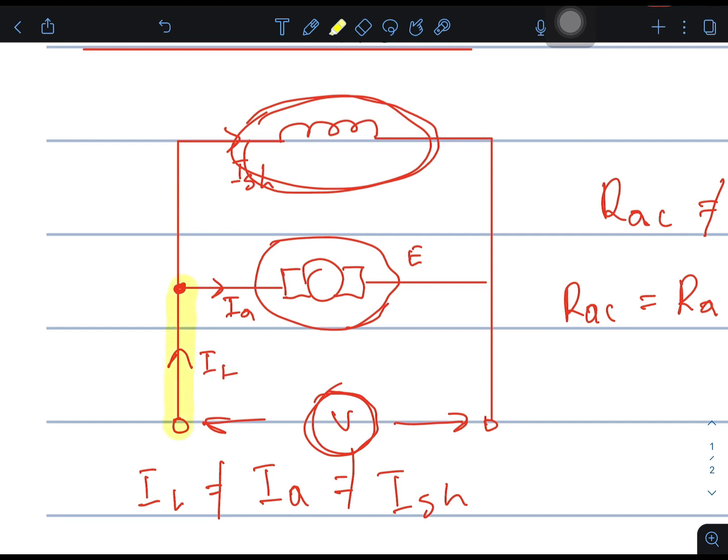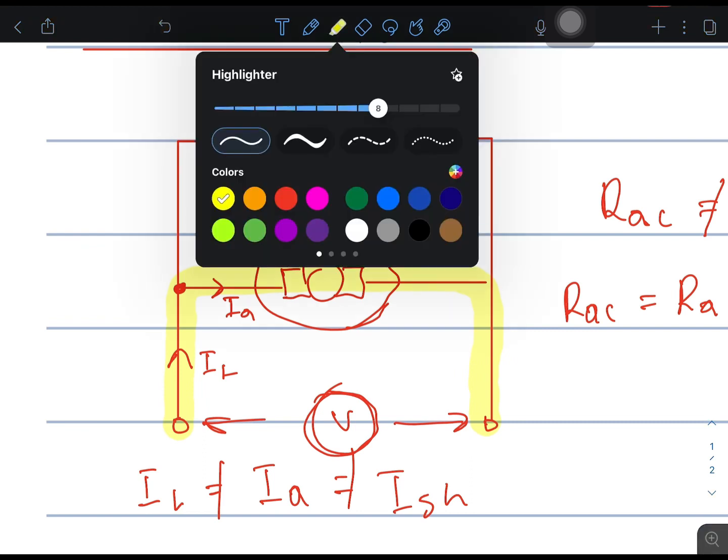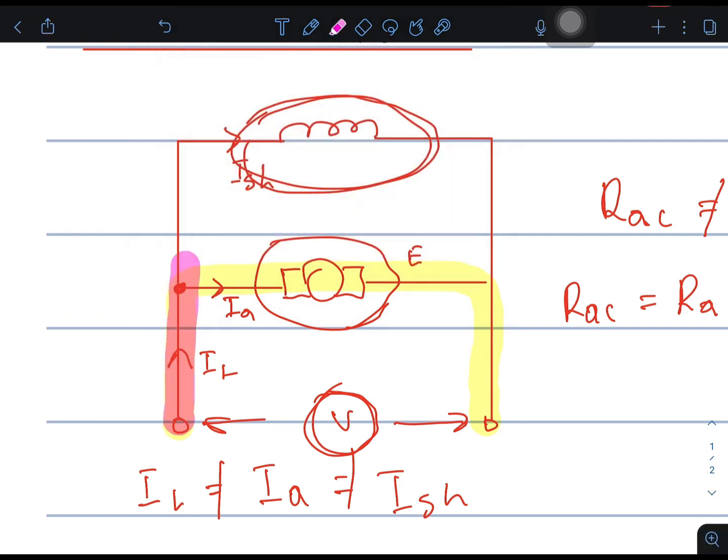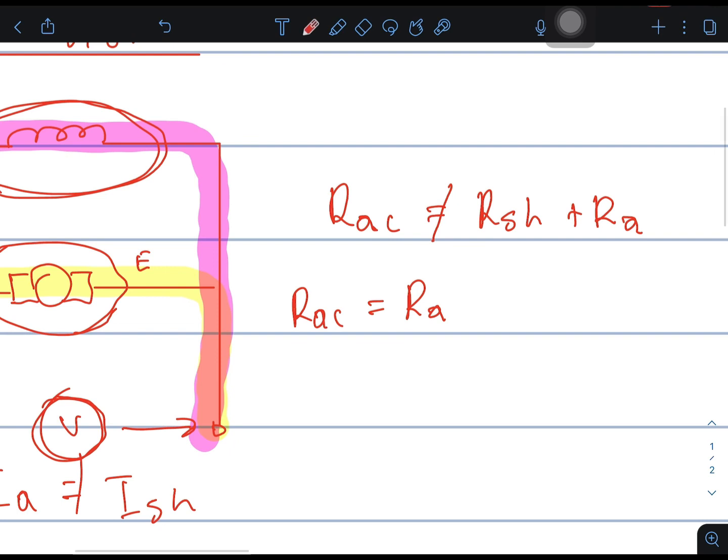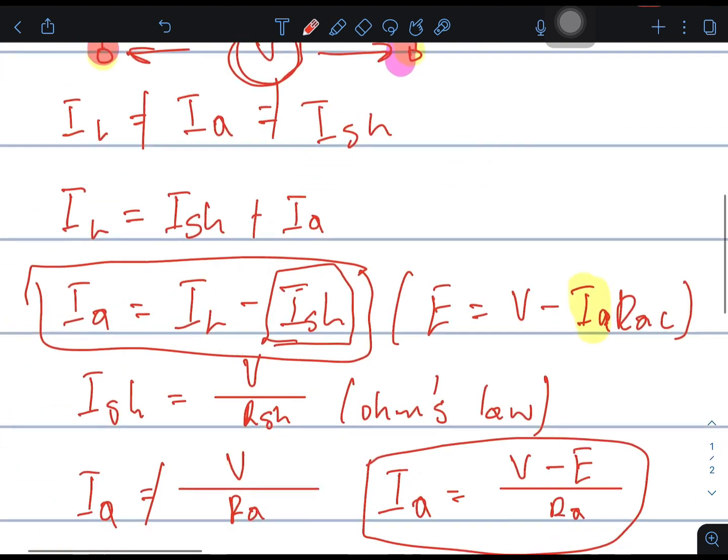Nansi armature circuit ile, yabo, yona ikweyayo iloop, ikweyayo intoni iloop. Nansi loop ye field winding iyodwa, yabo. It's not part of the armature circuit. Hence we say RAC is equal to RA, yabo.